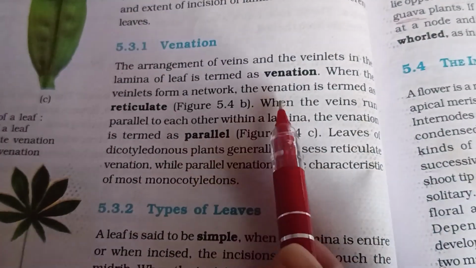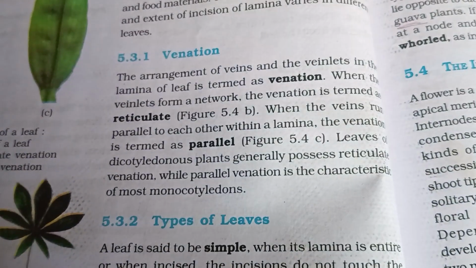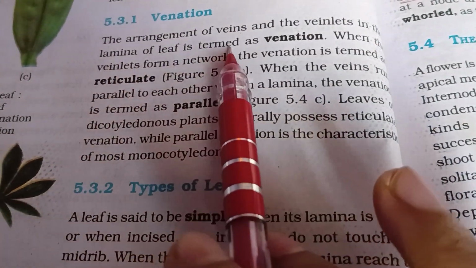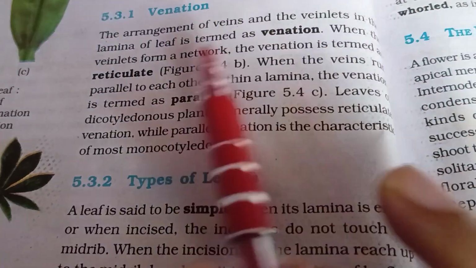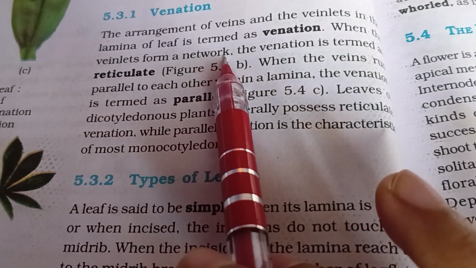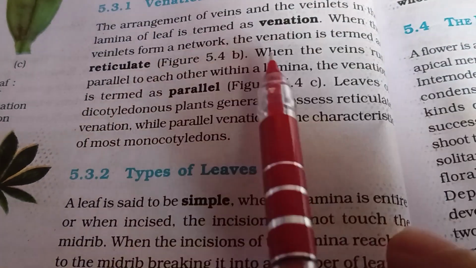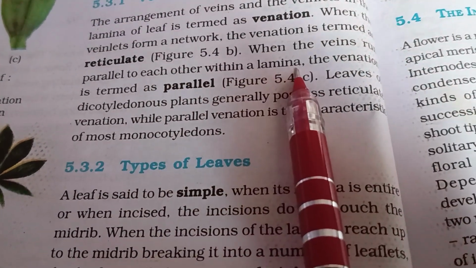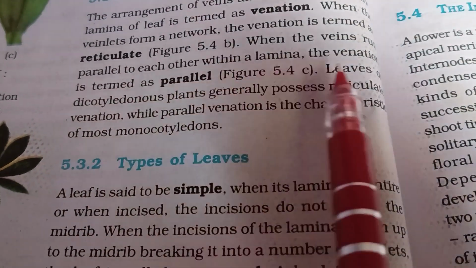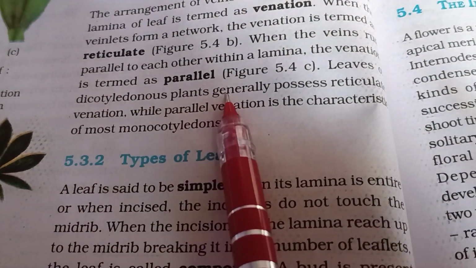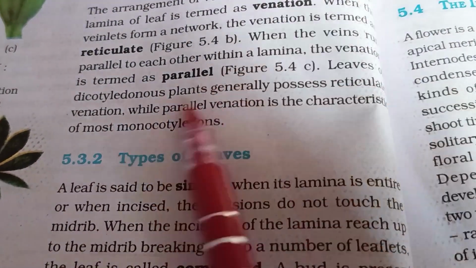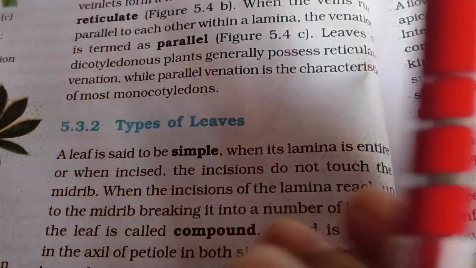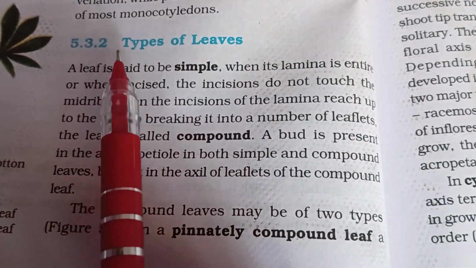Now, venation. The arrangement of veins and the veinlets in the lamina of a leaf is termed as venation. When the veinlets form a network, the venation is termed as reticulate. When the veins run parallel to each other within a lamina, the venation is termed as parallel. Leaves of dicotyledonous plants generally possess reticulate venation, while parallel venation is the characteristic of monocots.